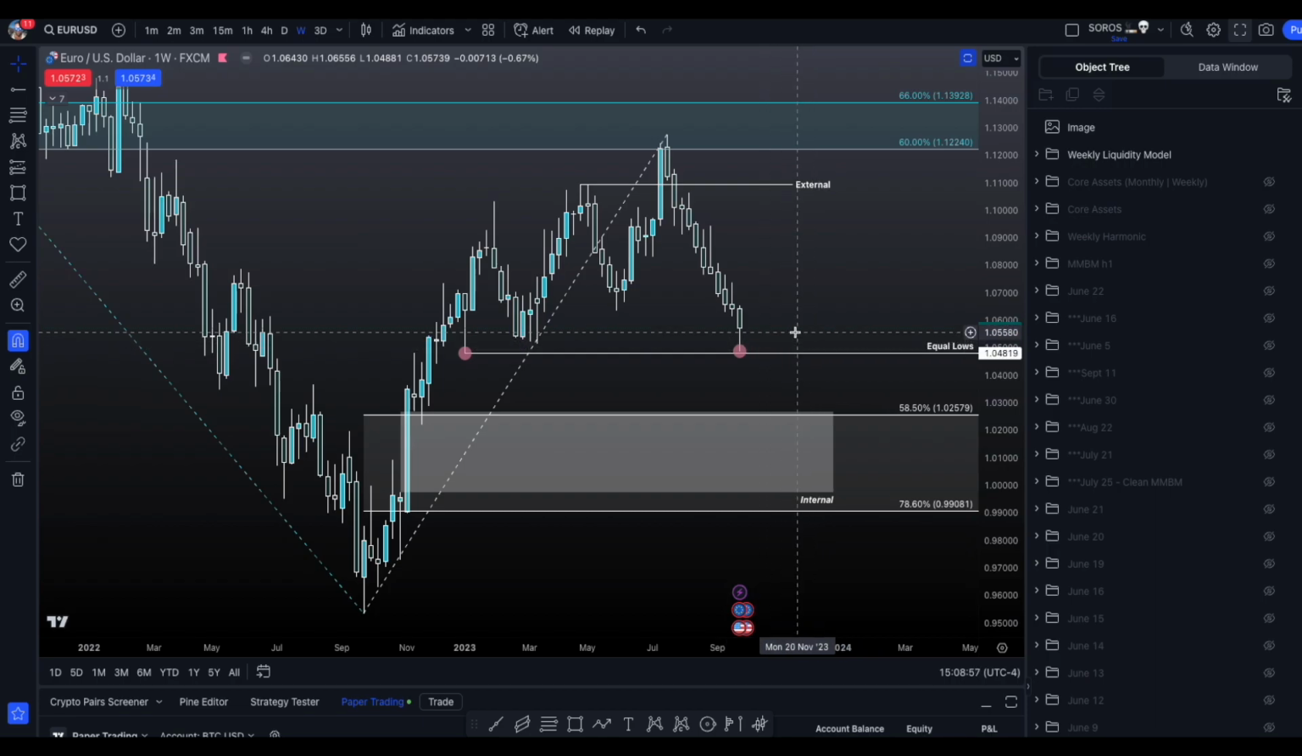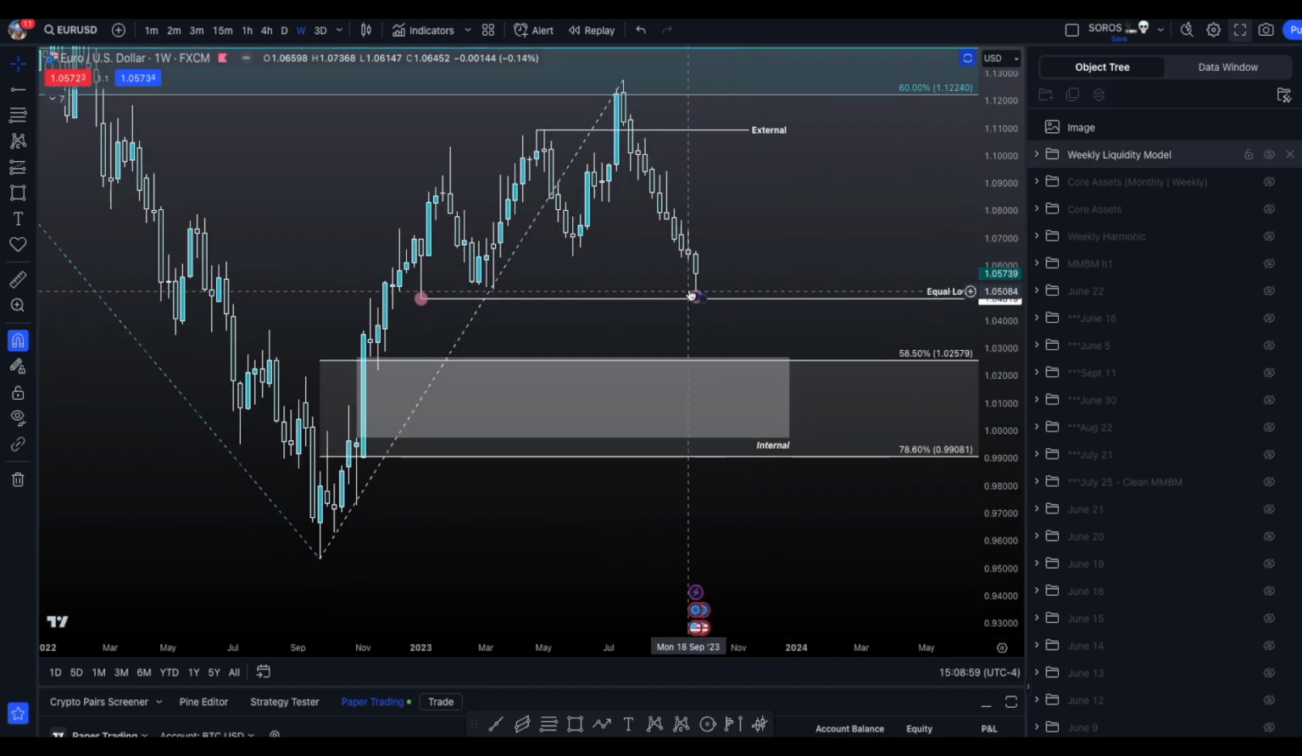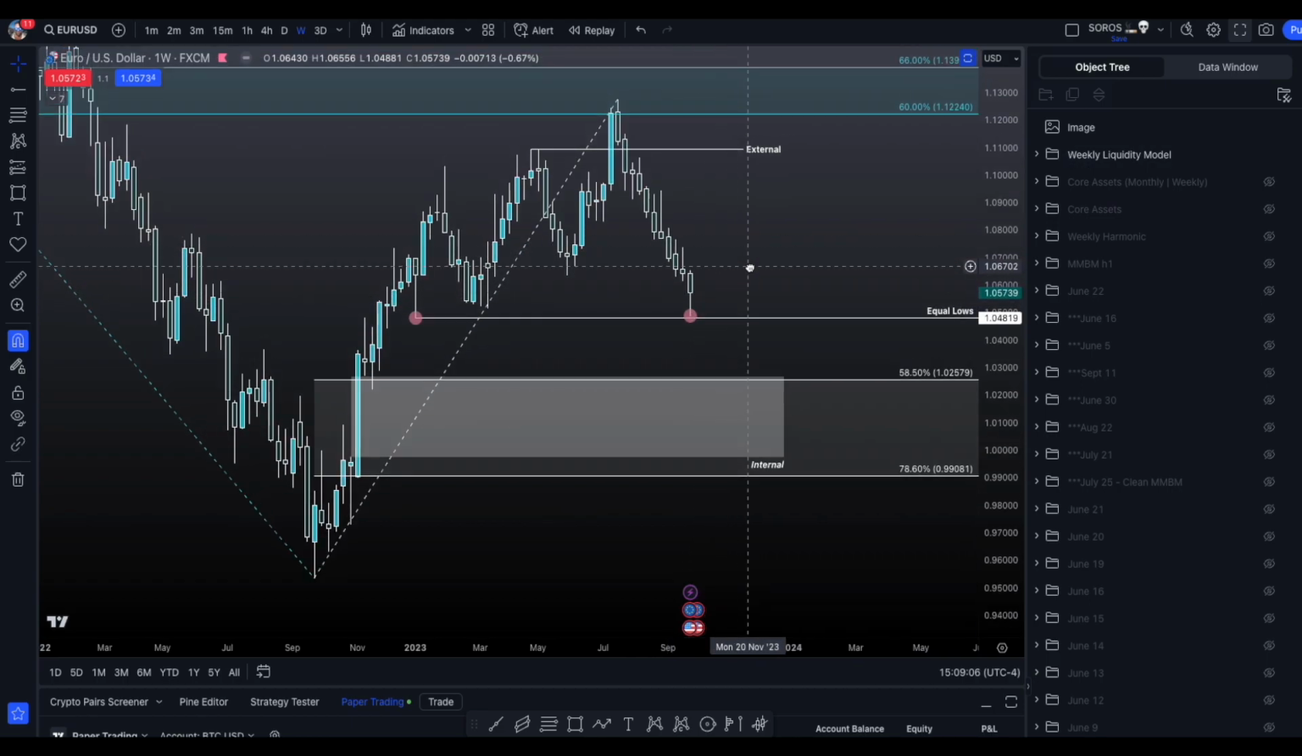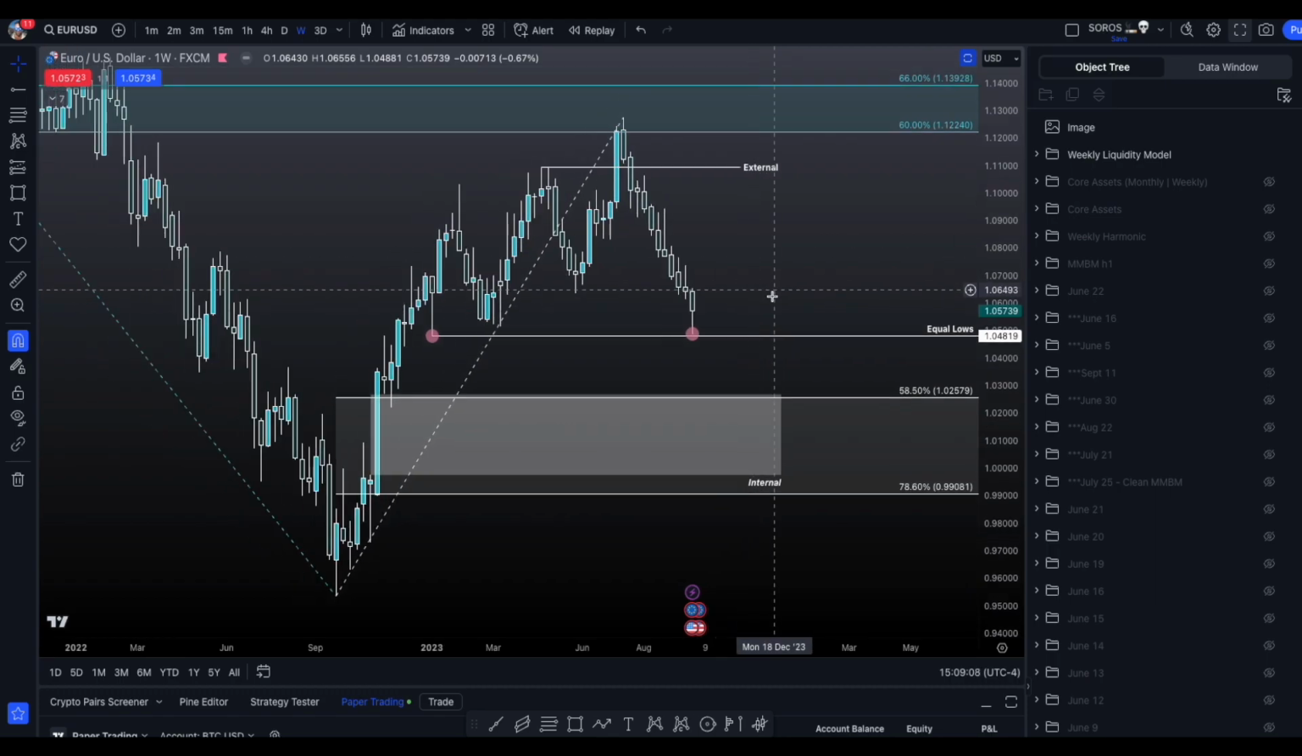So now you have these equal lows, which is the draw, but it doesn't mean, because it's on the weekly, that there isn't going to be intraday buy pressure, which I believe there is right now. And I'll show you a lower time frame model in a moment.